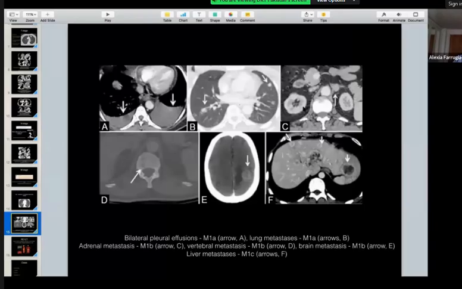Moving on to image C, an adrenal metastasis is an M1B staging, as is a vertebral metastasis. Here you can see a lytic focus within a vertebral body. Also, brain metastasis in the next image, image E, that is also an M1B for staging purposes. And if you have multiple metastases in one or more organs, that would be an M1C stage-wise.